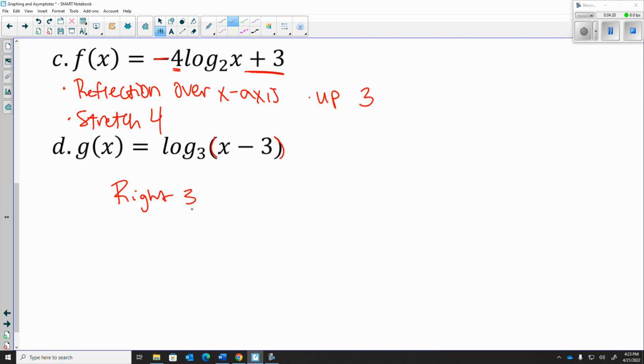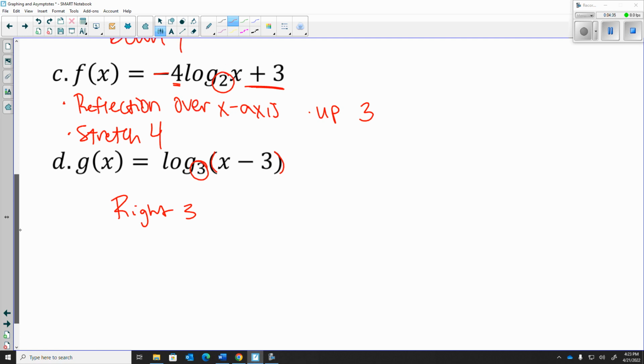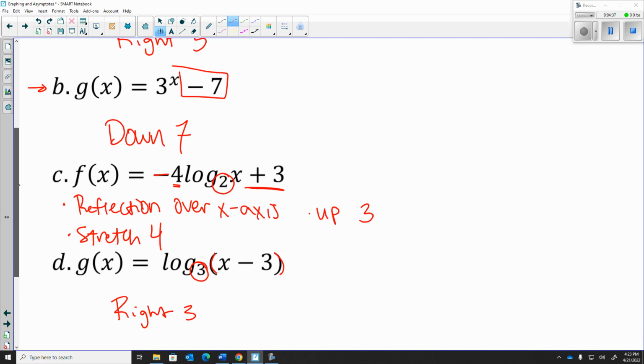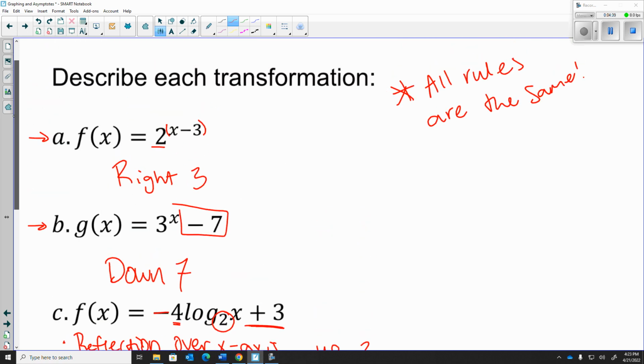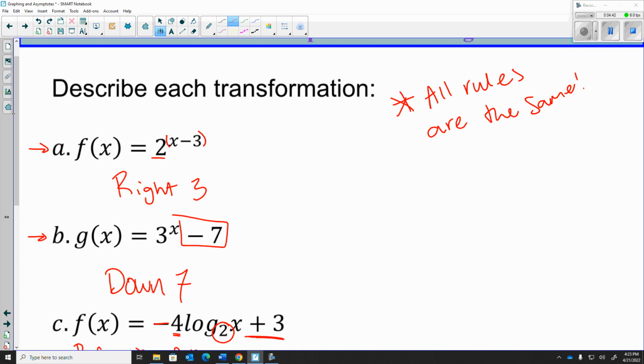Okay, and again, notice how the base of the log, that's not a transformation. That's just part of the function. Same thing up here in C. The base of that log didn't do anything. It's just part of the log. Okay, so those aren't transformations. All right, so hopefully that makes a little bit of sense. All the transformation rules are the same as they always are. Now we're just dealing with exponentials and logs.